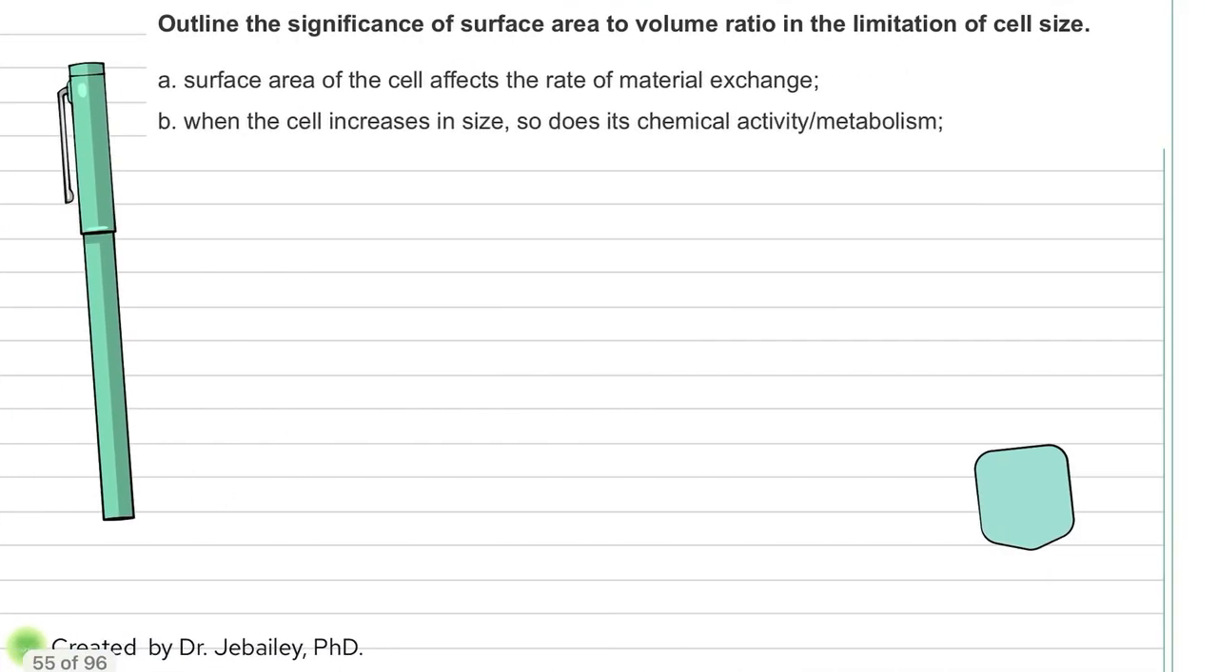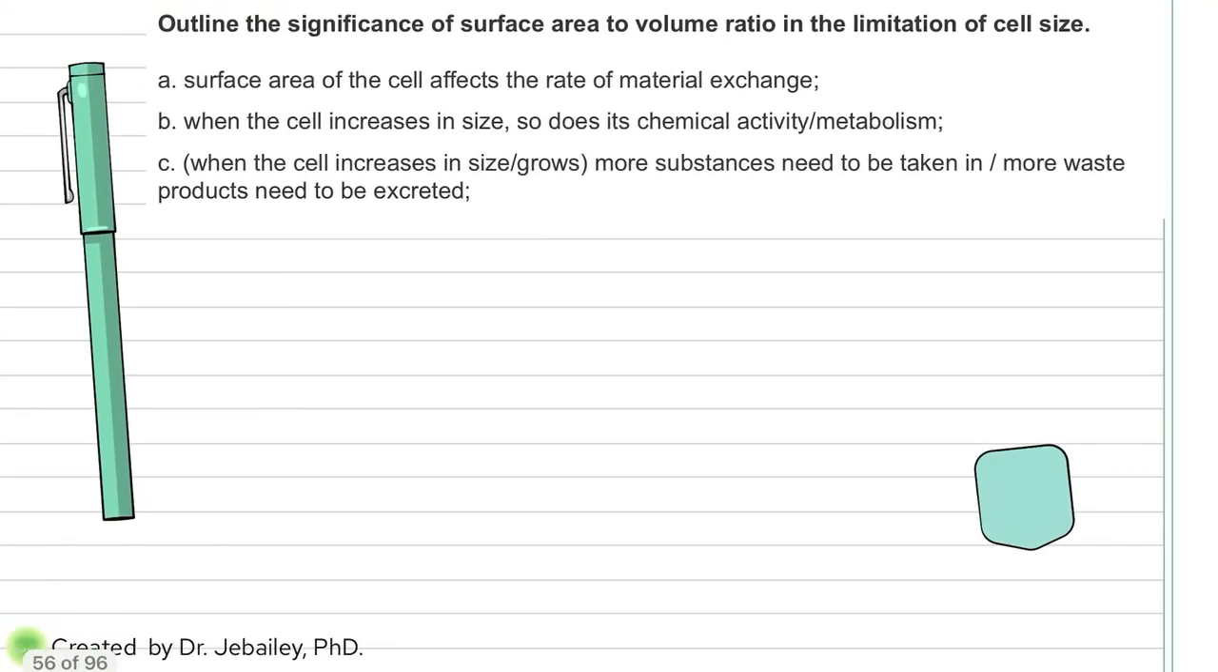The next thing we have here is when the cell increases in size, so does the chemical activity. Oh yeah, so imagine if the cell is getting bigger, that means it's doing more functions. And if it's doing more functions, that means there might be more waste. If there is more function, more waste, most likely what? There's going to be a lot more that needs to go out. So you need a better surface area to do this.